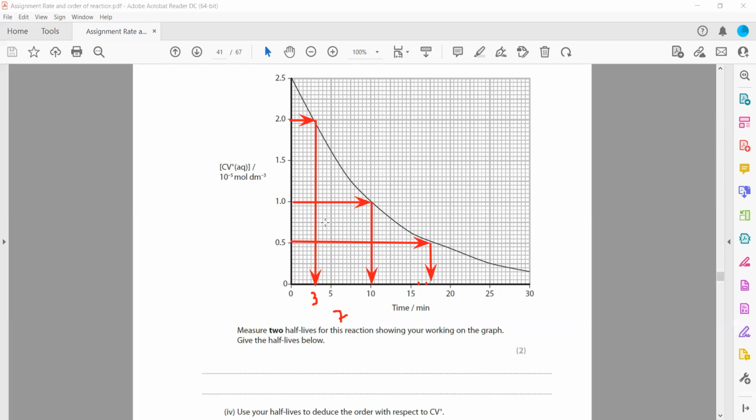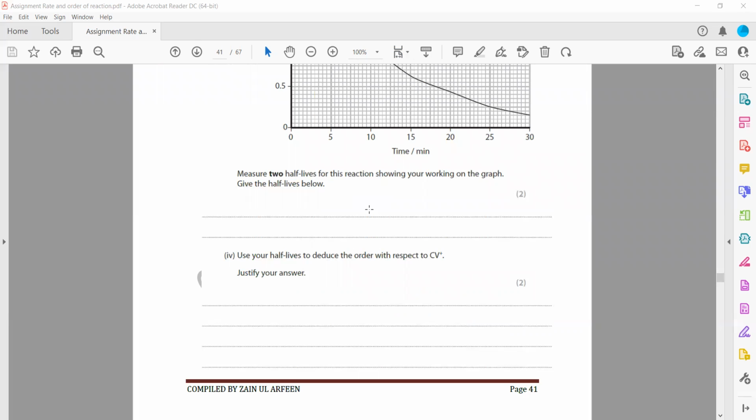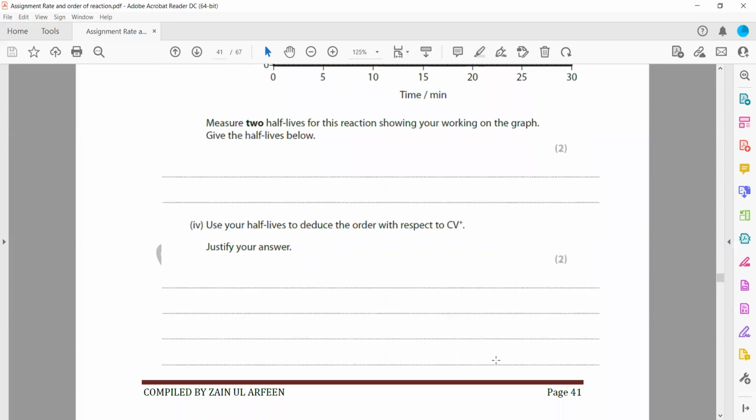And this value is about 10.5. So it's 7.5 and 7.5, or 7.25. So the two half-lives, one is about 7.5, and almost both are the same. If the two half-lives are the same, it means the half-life is constant, so it is first order with respect to the concentration of crystal violet.